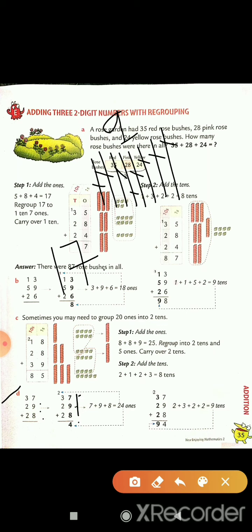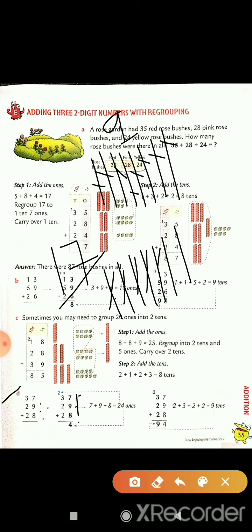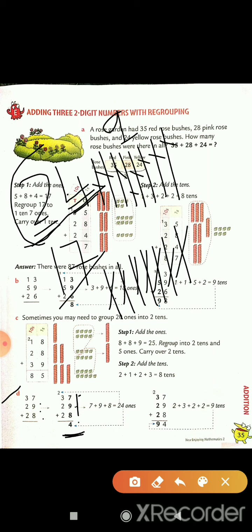Now 7 is still remaining, so make 7 more lines. 1, 2, 3, 4, 5, 6 and 7. Now add them together. What comes after 17? 18, 19, 20, 21, 22, 23, 24. So now our answer is 24. 24 can be regrouped as 2 tens and 4 ones. So at the place of ones we have to write 4, and what is carried to the tens column? 2 tens. Got it, students?